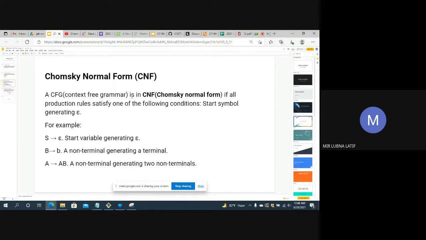Chomsky normal form. A context-free grammar is in Chomsky normal form if all production rules satisfy one of the following conditions: the start symbol generating epsilon, for example, or a variable, a non-terminal like a capital letter, generating a terminal, that is a small letter, or a non-terminal generating two non-terminals. That means it can be two non-terminals; it cannot be one non-terminal and a terminal.